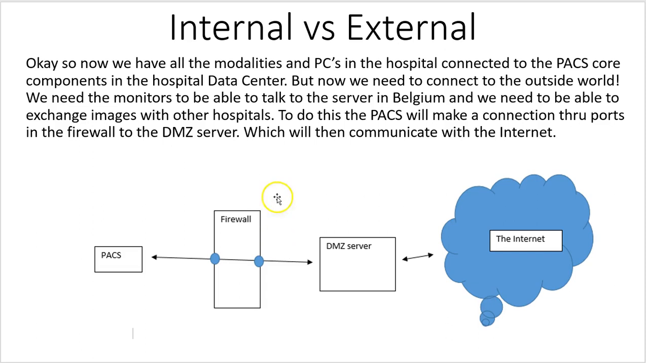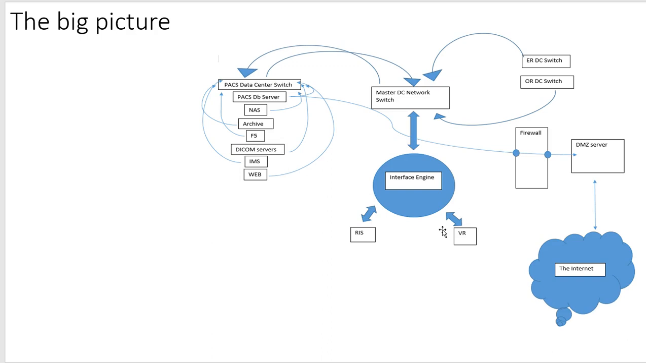But for our point about network architecture, you're going to need a connection through the firewall to the DMZ server and then out into the internet, like I said, to share images with other hospitals and connect to Belgium and all the things you need to do. So here's the big picture. Here we have that little PACS data center switch that we started with way back when. And here's all those components with cables, the database server, the NAS, the archive, the F5, the DICOM servers, the IMS, the web, all those things connected by cables to the PACS data center switch.